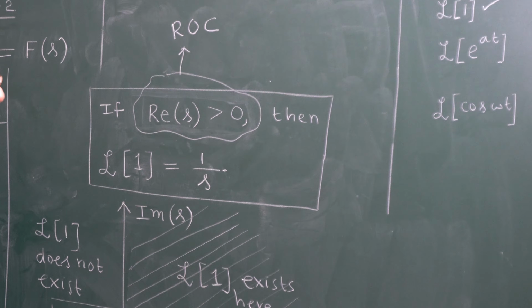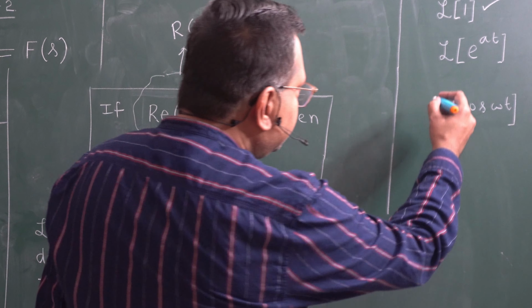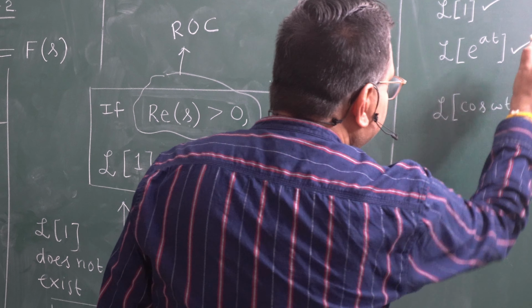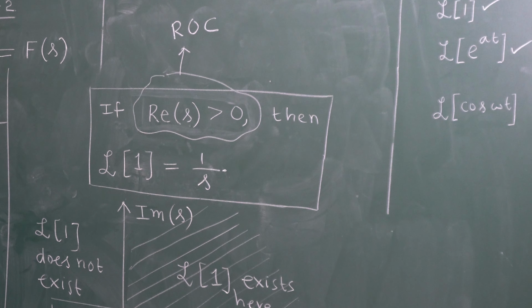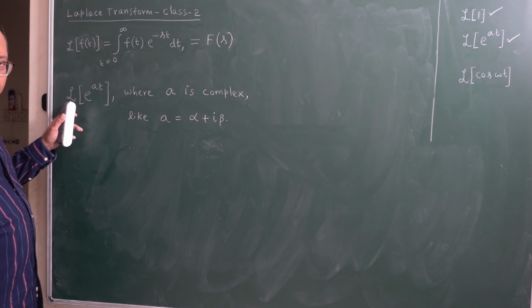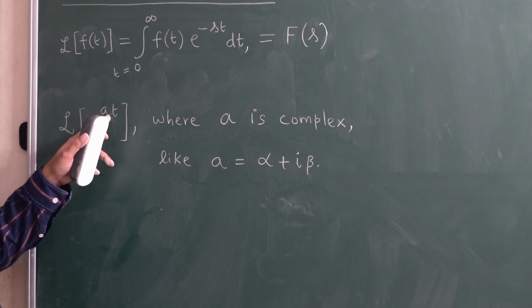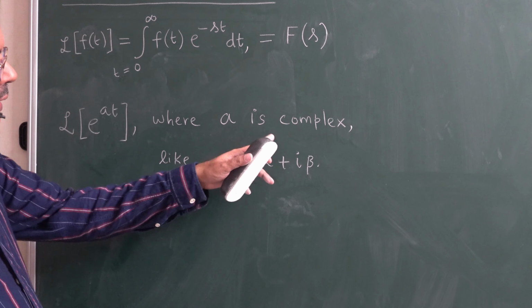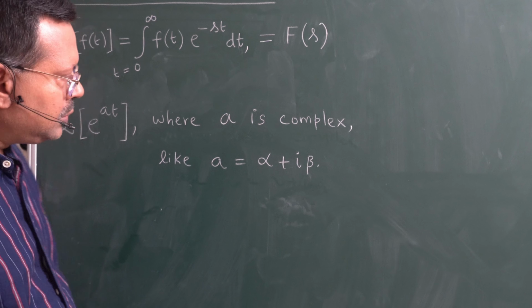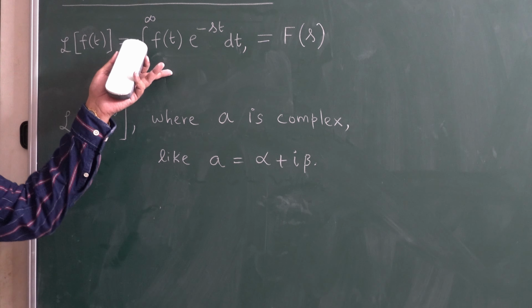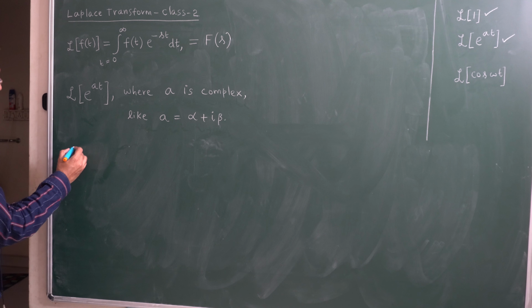So now we are going to move to the second problem, which is the Laplace transform of e to the power of at. So let us do this. So let us therefore calculate the Laplace transform of e to the power of at, where a is taken as a complex quantity. So let us therefore substitute into the integral and we will get the answer.